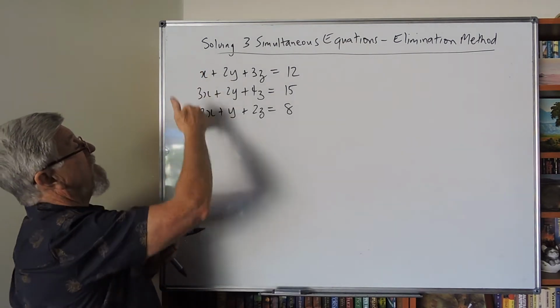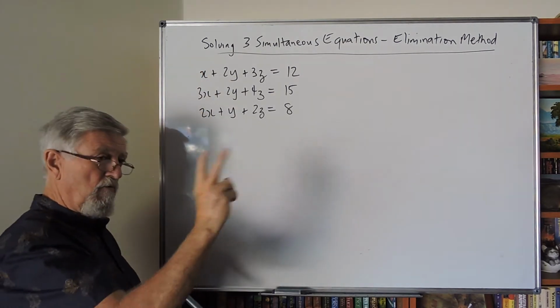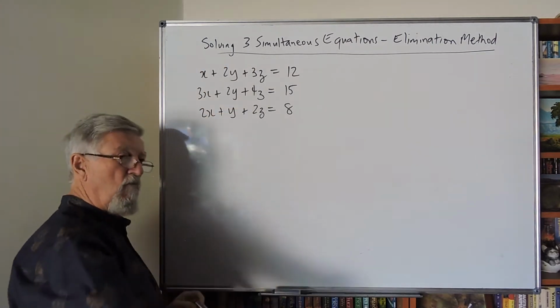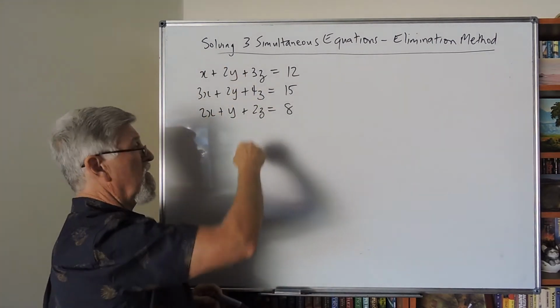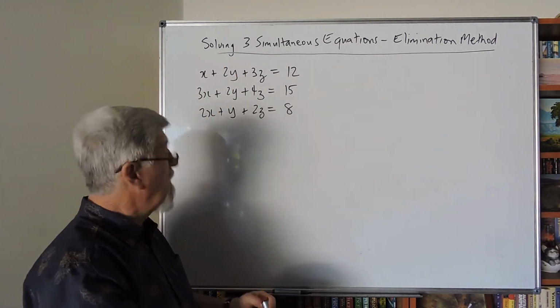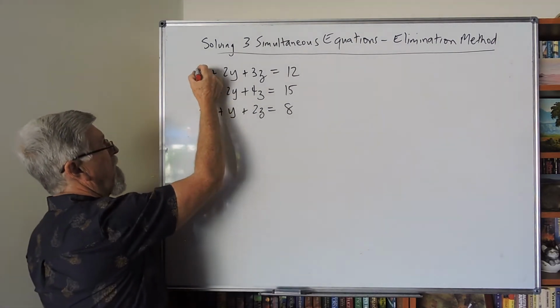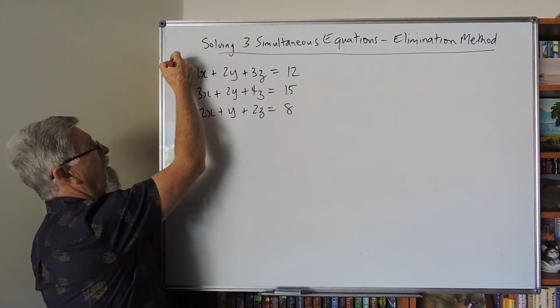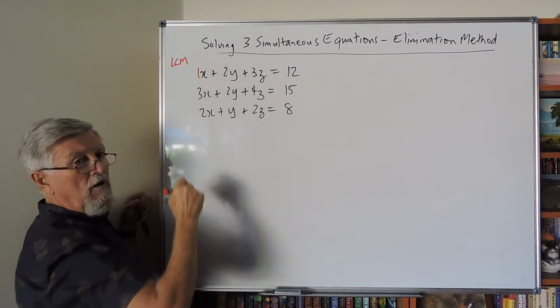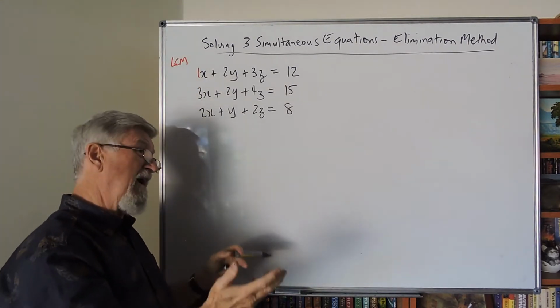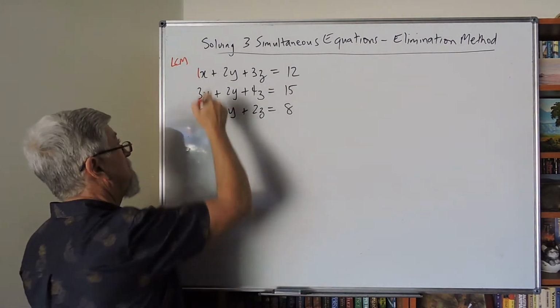Let's have a look at what's happening. I want to eliminate either the x from two equations, or the y from two equations, or the z from two equations. All I look at is there's a 1, a 3 and a 2. I want the lowest common multiple of 1, 3 and 2. You can go 1 times 3 times 2, which is 6.